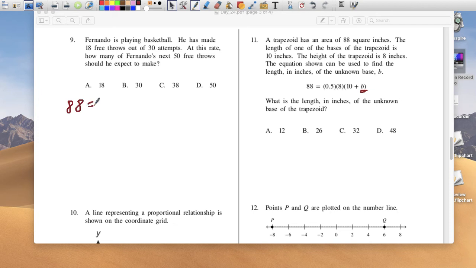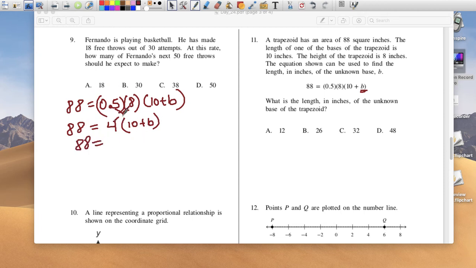So 88 equals 0.5 times, and I'm going to put in parentheses, times 8 times (10 plus B). So first thing we can do is see if we can make this a little simpler. This is all this times this, right? So let's multiply. What's 0.5 times 8? That's 4. And then let me write 10 plus B. Now this becomes an equation with parentheses, right? So 88, let's distribute properly. 4 times 10 is 40. 4 times B is 4B, plus, because they're both positive.